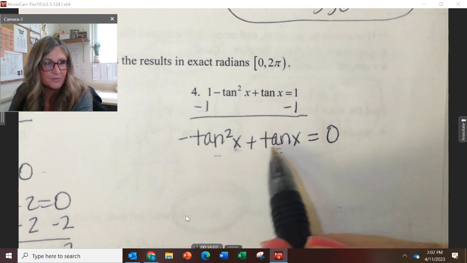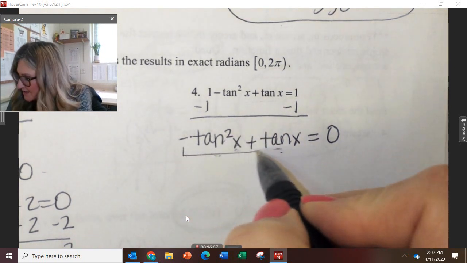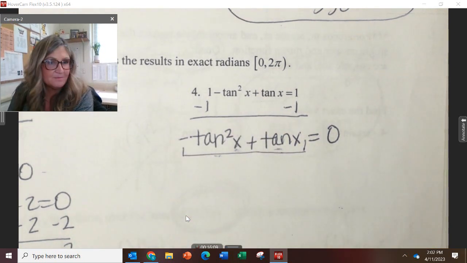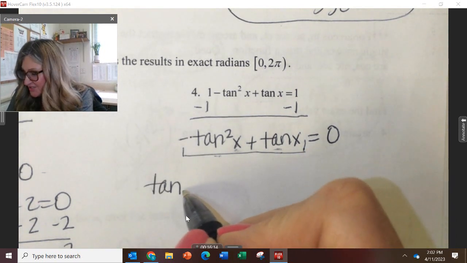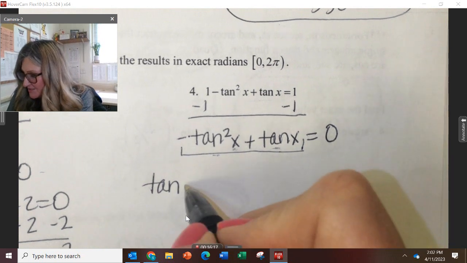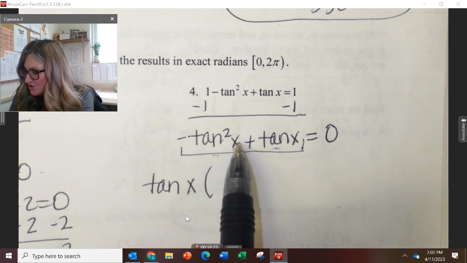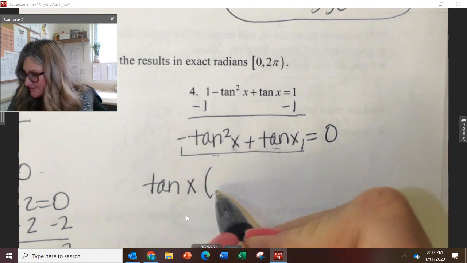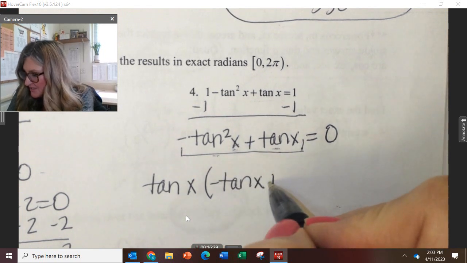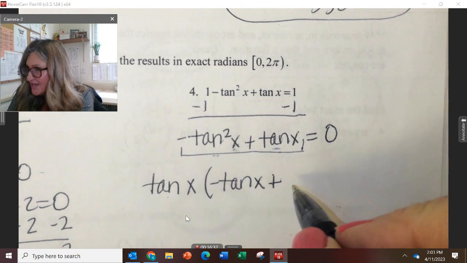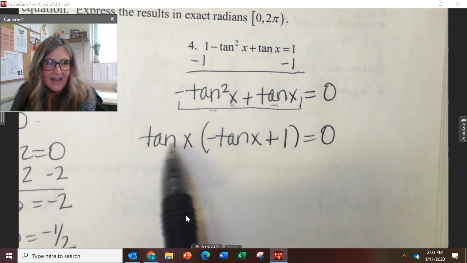I have two terms. Anytime I have two terms, I'm going to look for a GCF. What is the greatest common factor for those two? Tangent. So I'm going to factor out a tangent. And after tangent, I have to have whatever my angle is. My angle in this case, we're just calling it x, the unknown. So what is negative tangent squared x divided by tangent x? Negative tangent x. Good. And then plus, what's tangent x divided by tangent x? 1. So now I have it factored.